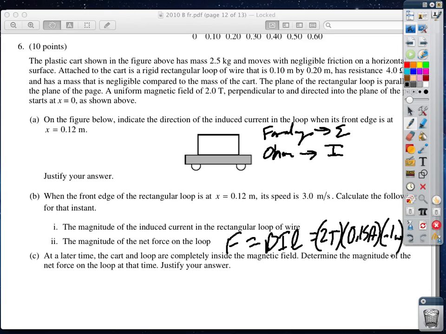Then C, at a later time, the current and loop were completely inside the magnetic field. Determine the magnitude of the net force on the loop. Alvin, what do we do? Yeah. 0. Why? Do you remember my conversation with Tiffany? Once I'm in the loop, you notice what Alvin said. The flux isn't changing. Once I was inside this area, my little paper had a constant number of dots, which means it's a constant amount of flux. If there's no delta flux, then there is no what, Nelson? According to Mr. Faraday.